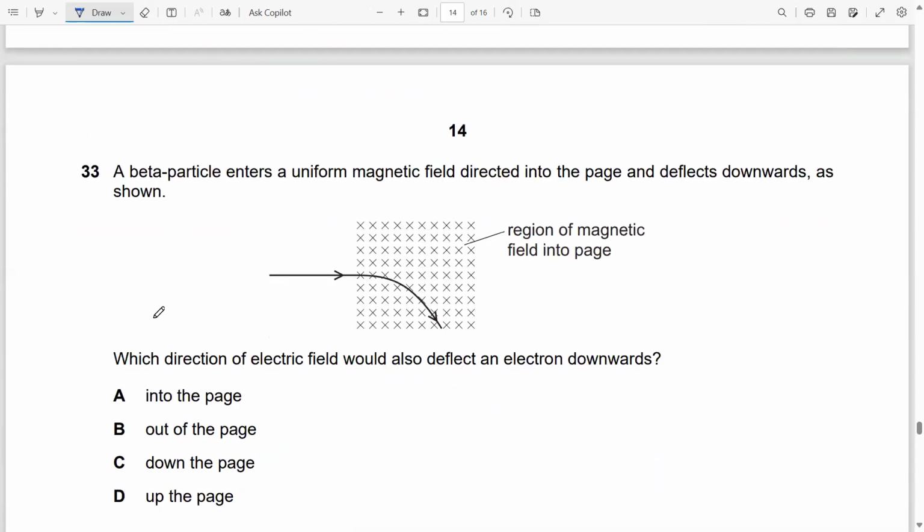Question 33. A beta particle enters the uniform magnetic field directed into the page and deflects downward as shown. Which direction of electric field would also deflect an electron downwards? We know that electron is a negatively charged particle, so it will be attracted towards the positive plate. So this should be positive plate and this should be negative. And electric field is always from positive towards negative. So the direction of electric field should be up the page. So option D is correct.